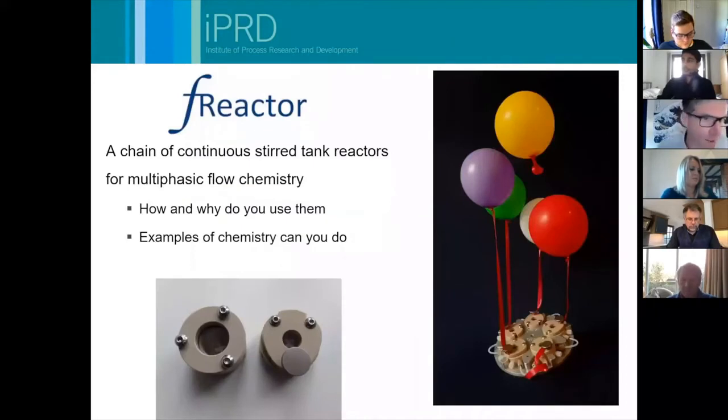What I'm going to try and get over to you today is what we've been doing around flow chemistry and more about the fReactors themselves. The single fReactor unit that I showed you is a single continuous stirred tank reactor, and you can see two of these at the bottom of the screen. This is our standard size fReactor, with a volume of about 1.8 milliliters, and this one has a volume of roughly 8 milliliters. This is a bigger scale unit that we're just launching, and they sit on a stirrer hot plate.